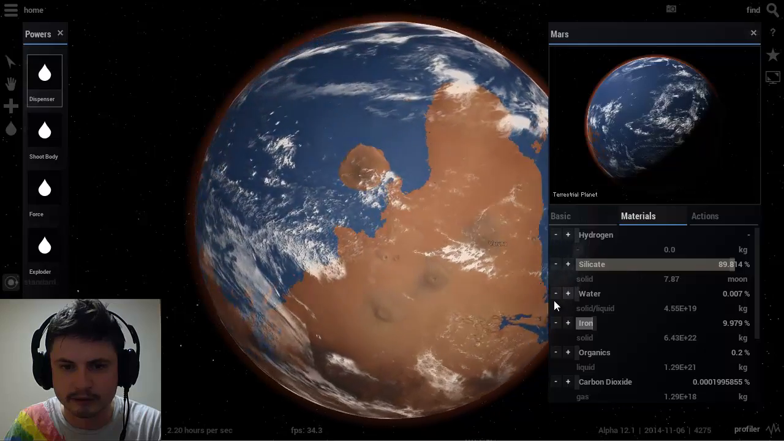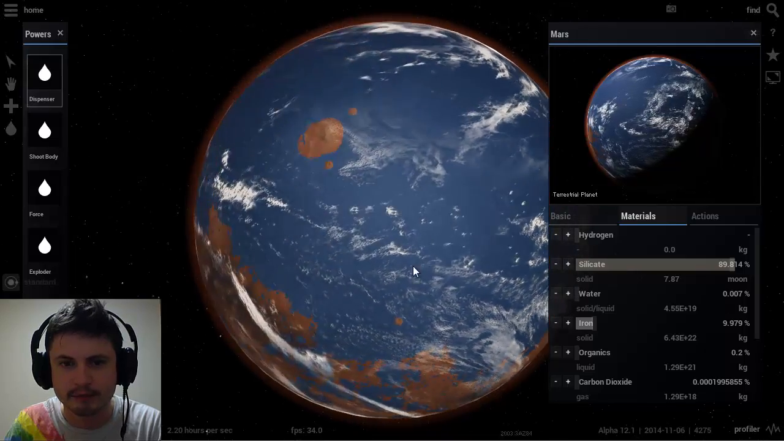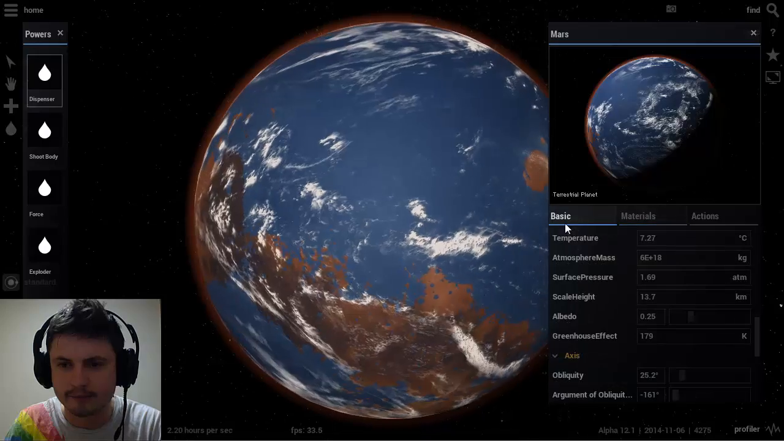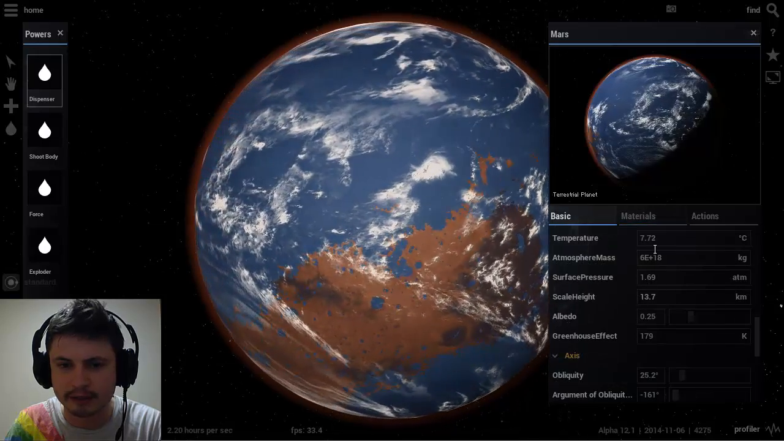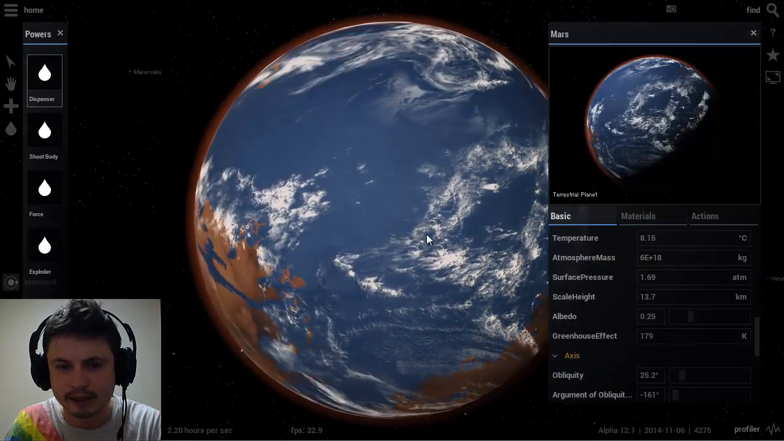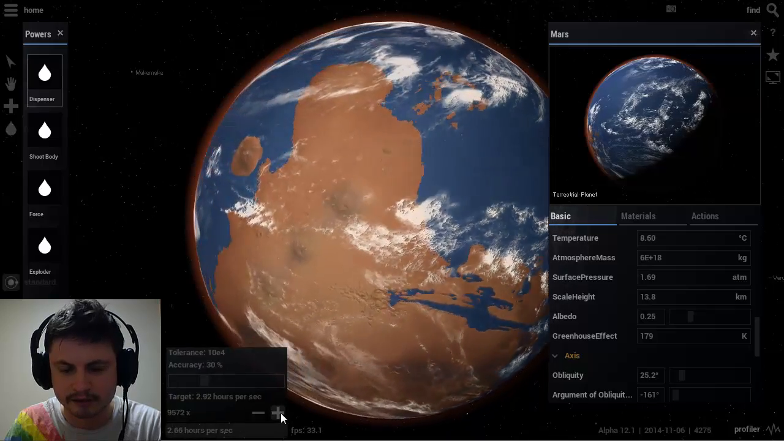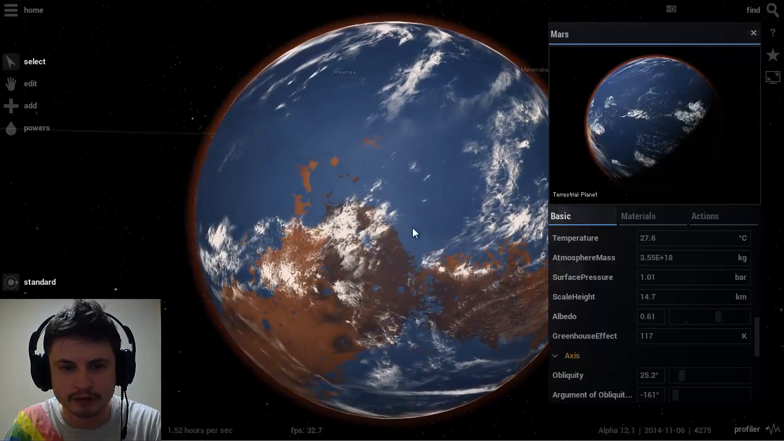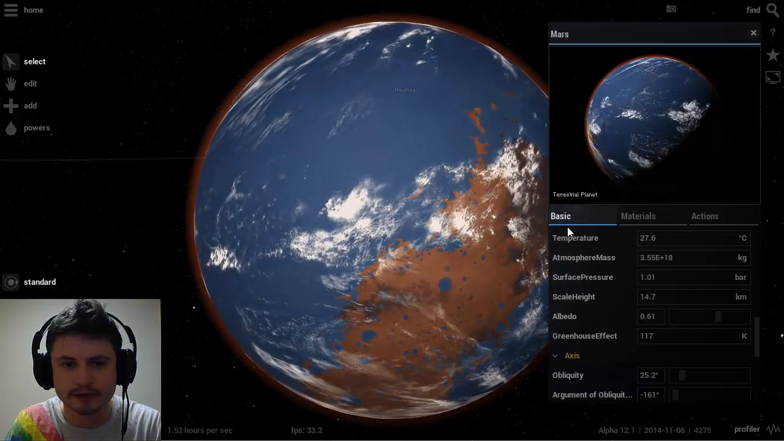I'm going to give us some more land right here. There we go. We have a big continent and a big ocean in the north. And the temperature, I think, will balance out around 20 degrees. So I'm just going to accelerate the time and see how hot it gets. And here we go. This is an Earth-like Mars. We have 27 degrees Celsius temperature.